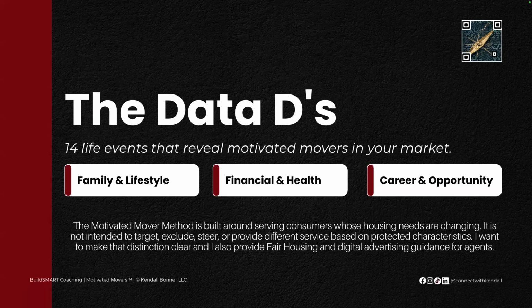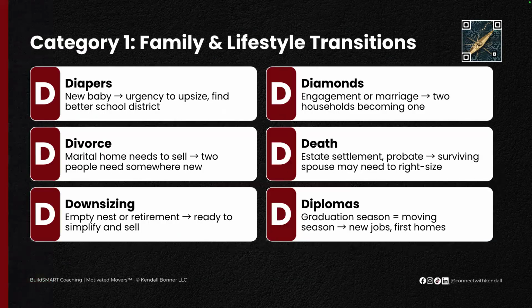All right, now let's get into these data Ds. So the first category is family and lifestyle. And these are some of the most emotionally charged transactions you'll ever be a part of. Let's walk through them. Diapers. Diapers is a new baby's on the way. The family needs more space. Maybe they're looking for a different school district. They're wanting a backyard. Their urgency is real, and oftentimes their timeline is clear.